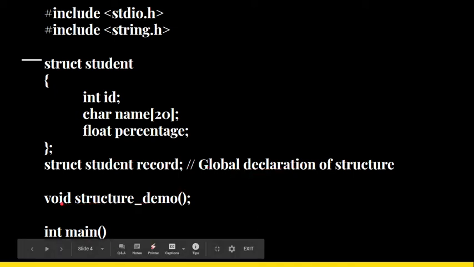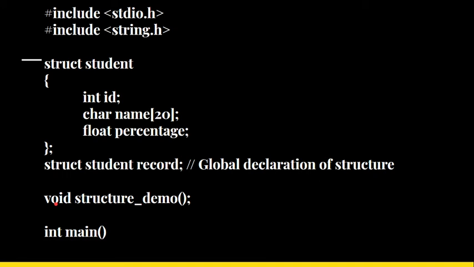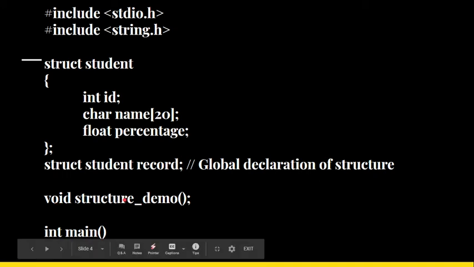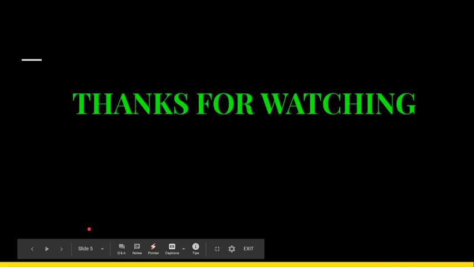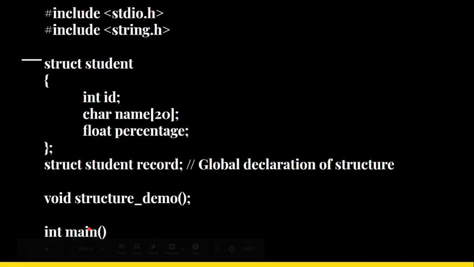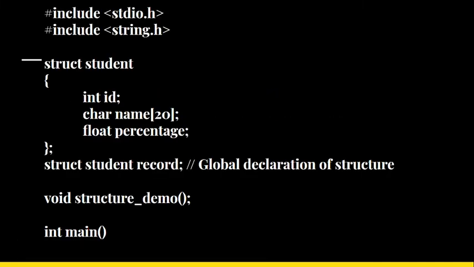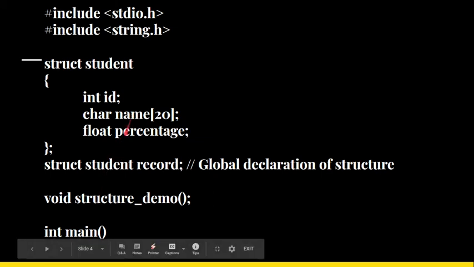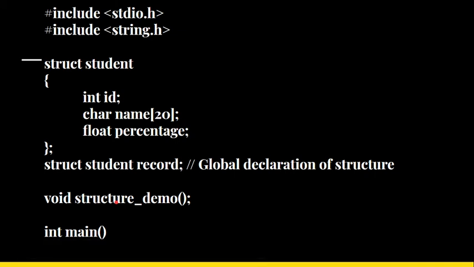And now we have some more functions like void structure demo. This function as well as this structure are both global. That means they are declared before the main function. So inside the main function, this struct as well as this function can be used globally by all the functions appearing inside the main function. So that's all, the three ways to pass the structure to the function. Hope you understood the concept of passing the structure to a function, and thanks for watching.